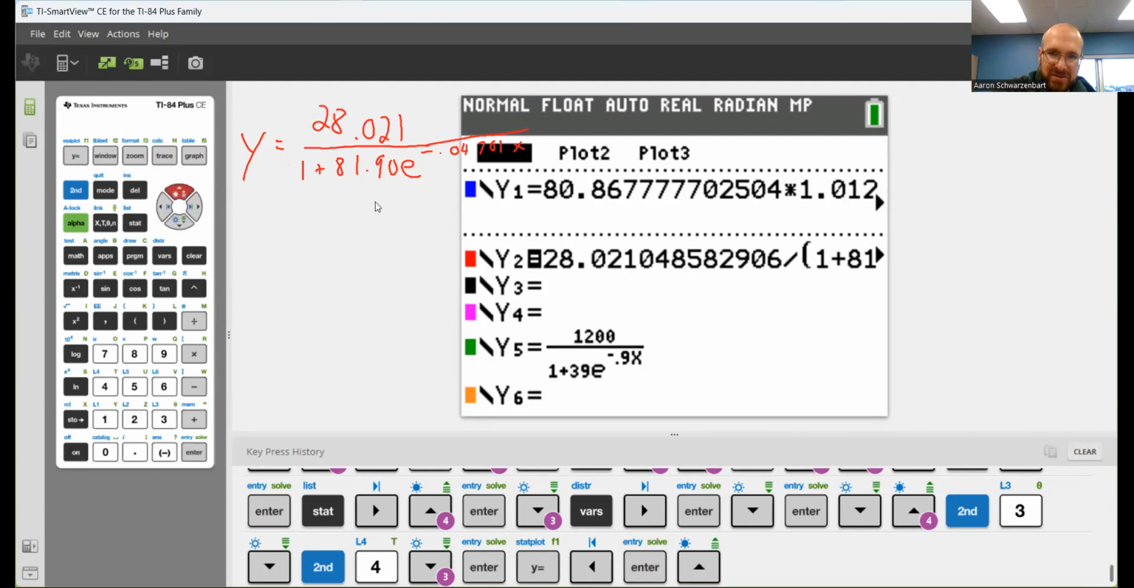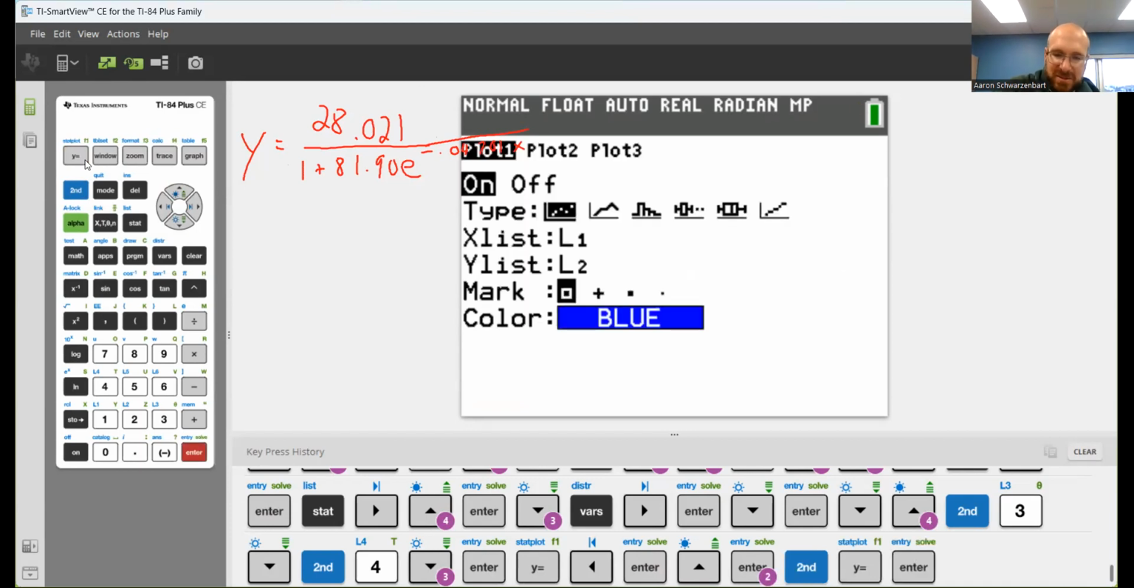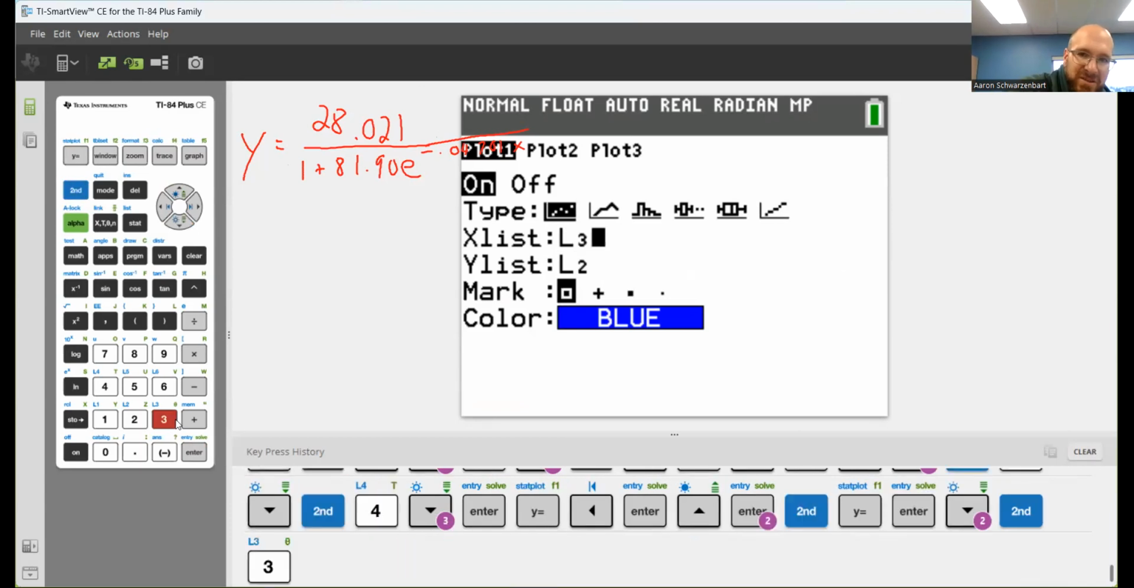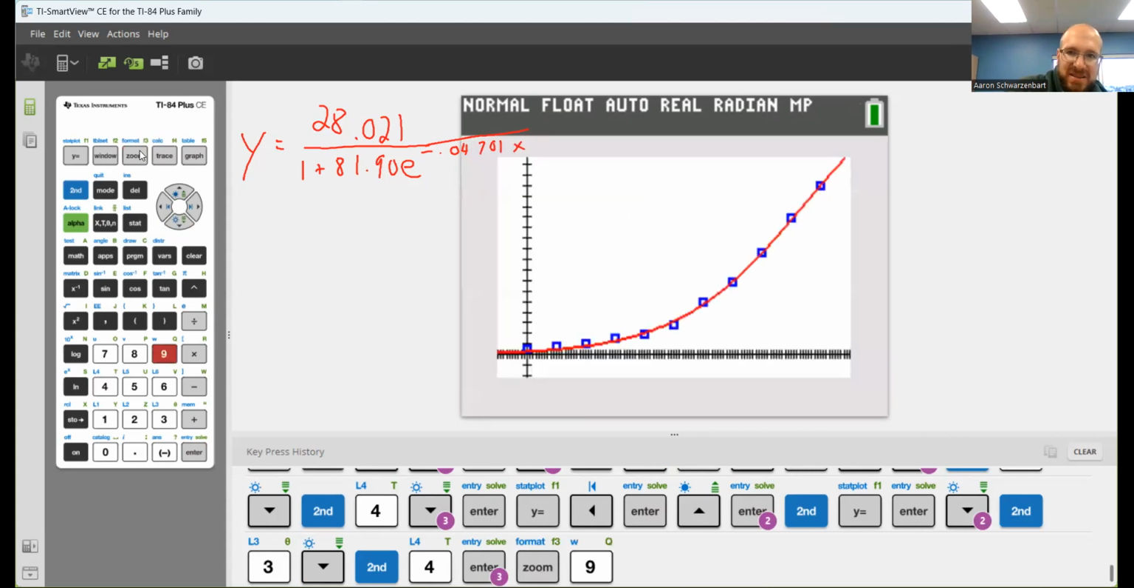I'm going to turn off the first one. Go up to my plot. So second Y equals allows me to adjust the stat plots. Instead of L1, I want this to be L3. Instead of L2, I want it to be L4. Now I'm going to do zoom stat again. And it kind of cuts it off. I might have to adjust this.